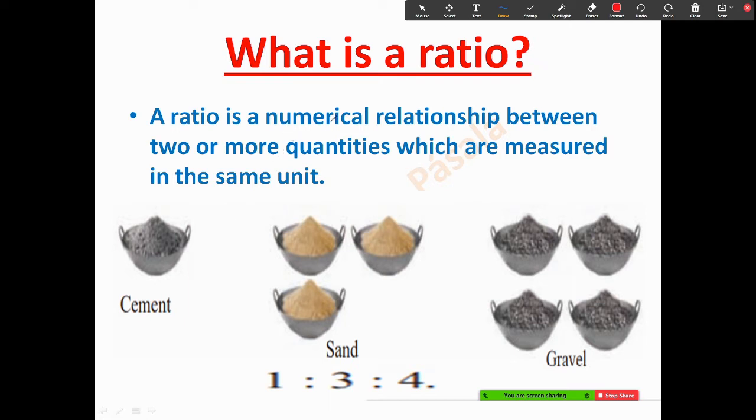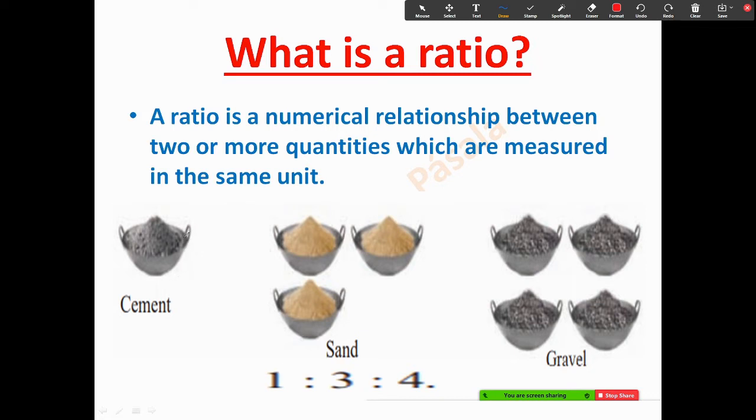Ratio is a numerical relationship. That means when you write a ratio, no need to write the units. Don't write the units in the ratio. Just write the numbers only. But units should be equal. And normally we keep the ratio in the simplest form.